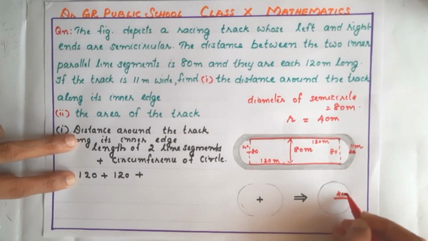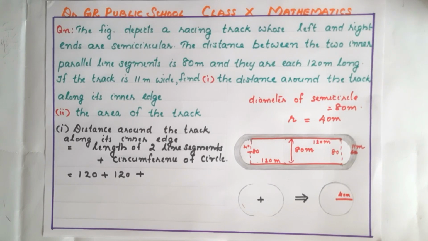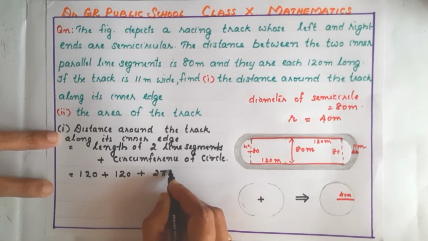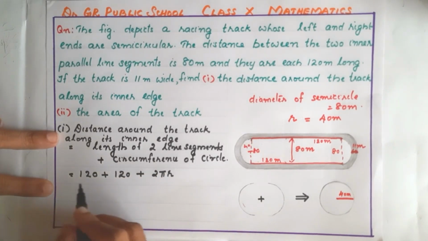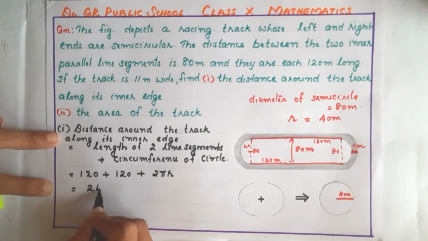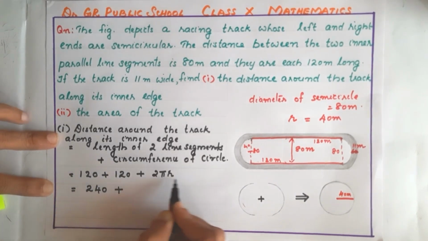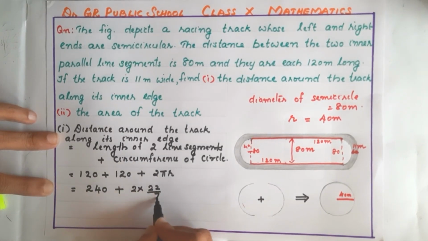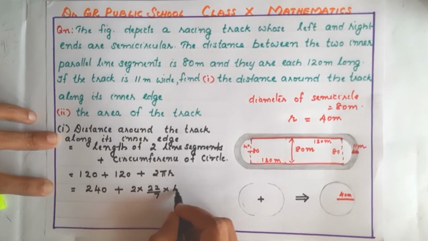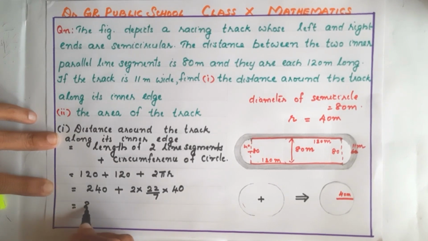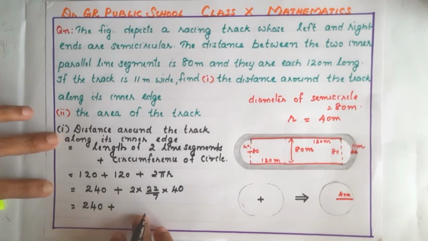40 meter. So the circumference formula is 2 pi r. So here we can write 2 pi r, equal to 120 plus 120, 240, plus 2 pi r. 2 into 22 by 7 into, what is r? 40. Okay. Equal to 240 plus, we can't do any cancellation, isn't it?